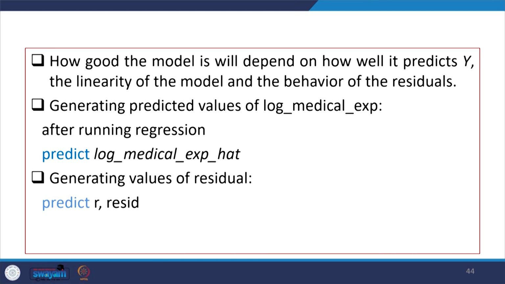How good the model is depends on how well it predicts, the linearity of the model, the behavior of the residuals, etc. Generating predicted values of log medical expenditure: after running the regression, simply give the predict command. Basically, whatever result we have got is saved in terms of a hat, by adding a hat to that name. Then predict r, residuals, will give you the distribution of the residual terms.